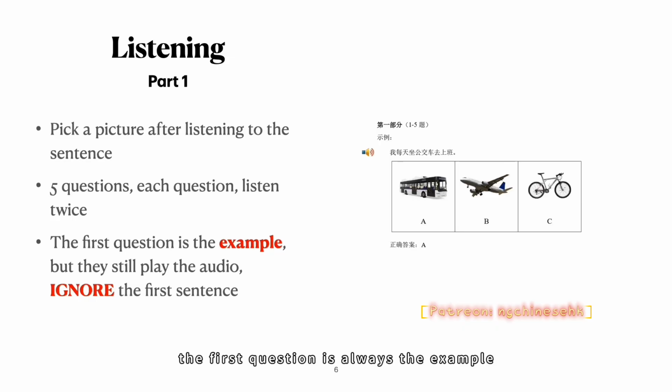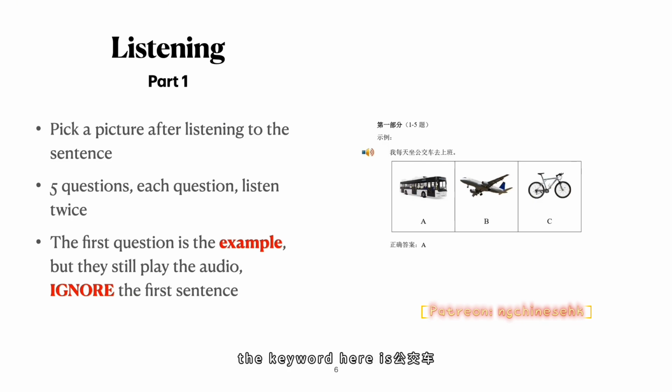The first question is always the example, but they will play the audio anyway, so just ignore the first sentence. So let's see the picture. A is a bus, B is a plane, C is a bike. The sample sentence is 我每天坐公交车去上班.